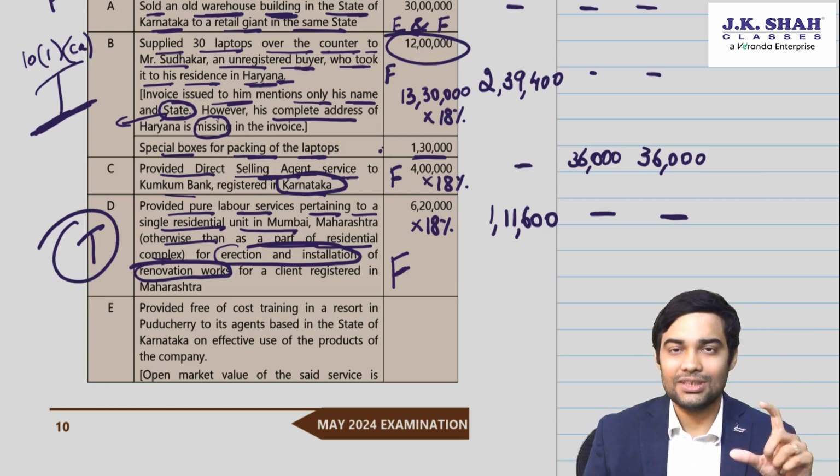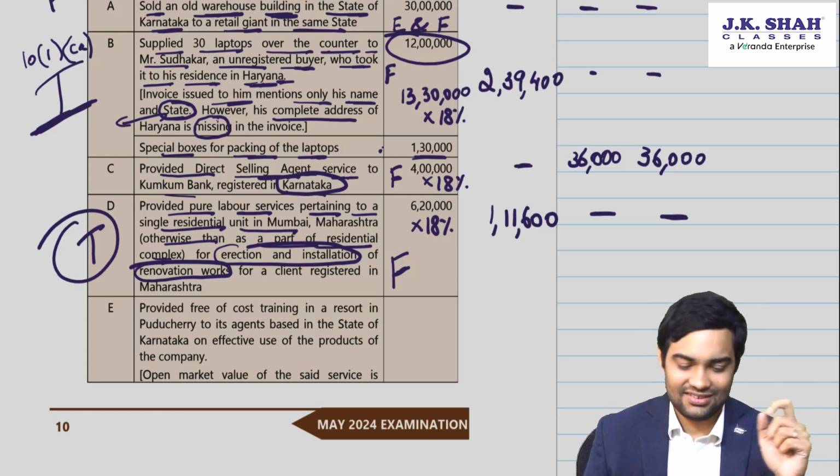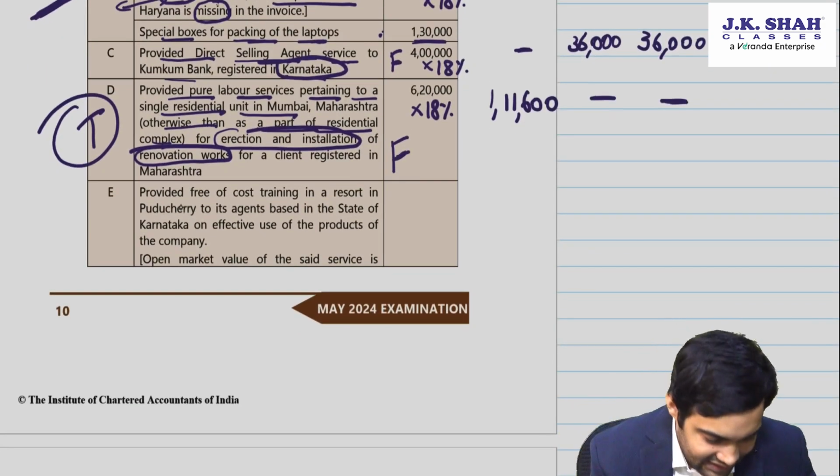Stepwise marking will always be there, but for full computation will not get any marks. Okay, then let's see the next one.